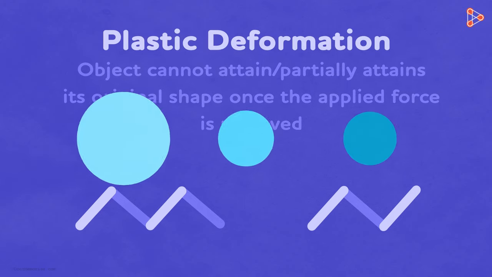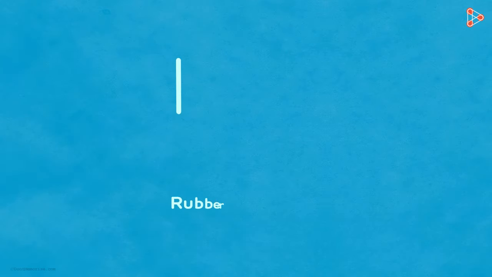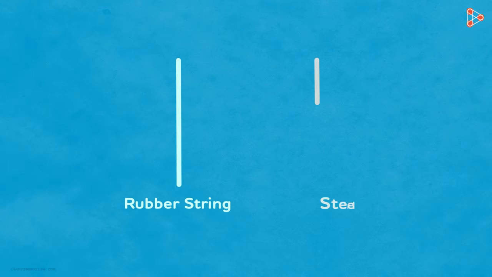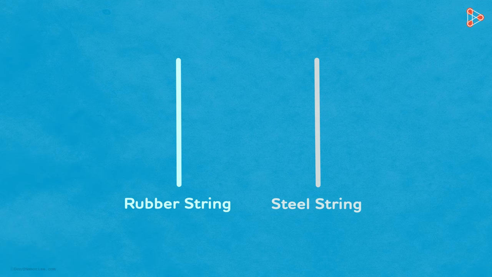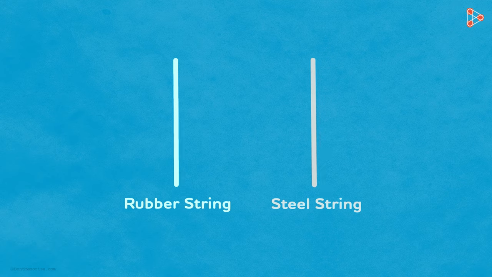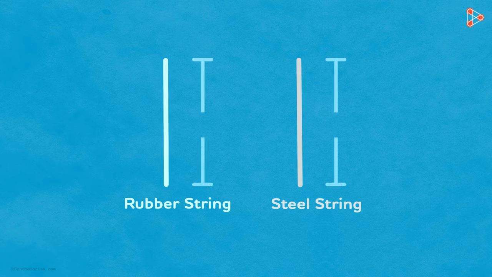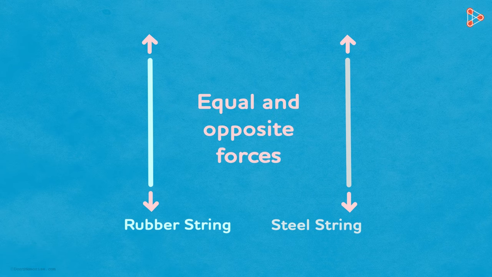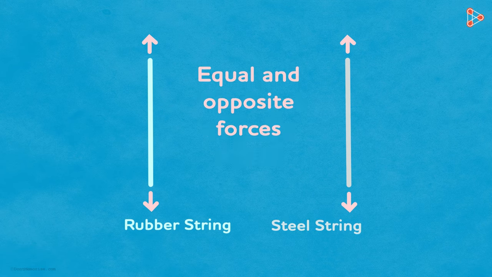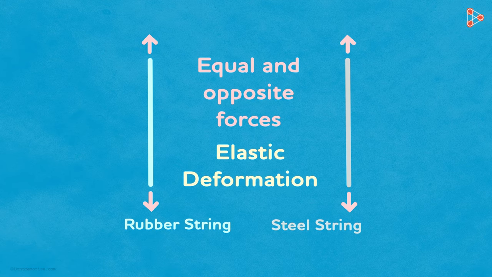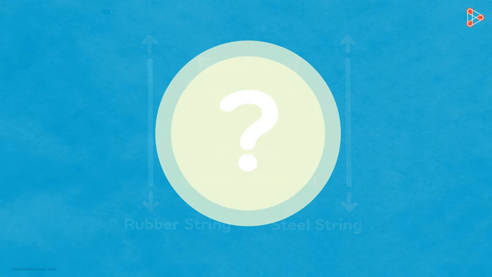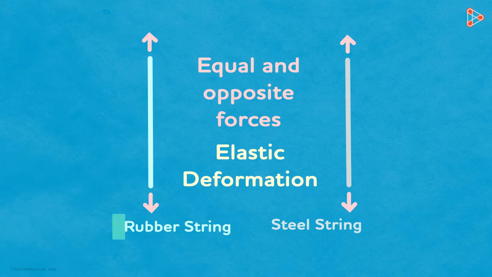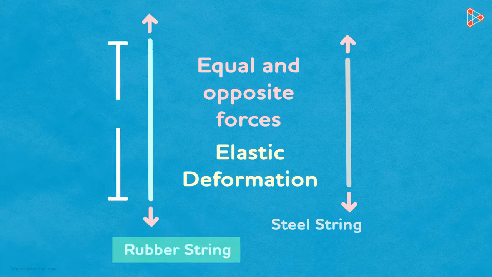Now let me ask you a question. Suppose we have a rubber string and a string made of steel, both of very tiny thicknesses. Both are identical to each other in terms of size and shape. If we stretch them from both the ends with equal and opposite forces, then which one will stretch the farthest, assuming the deformation is elastic in both the cases? Quite obviously, the rubber string will stretch the farthest.